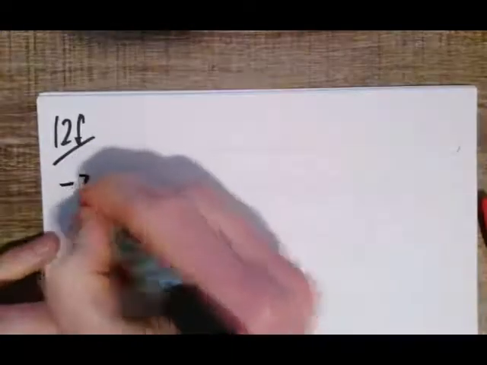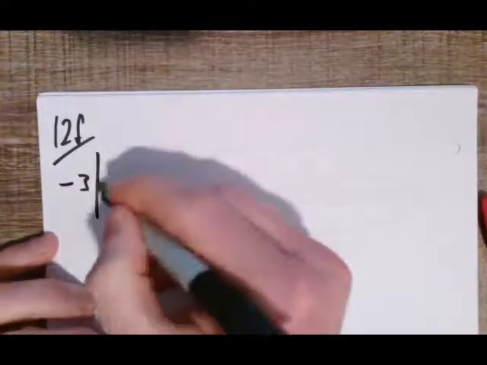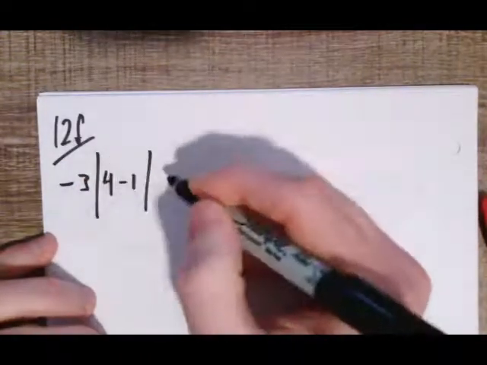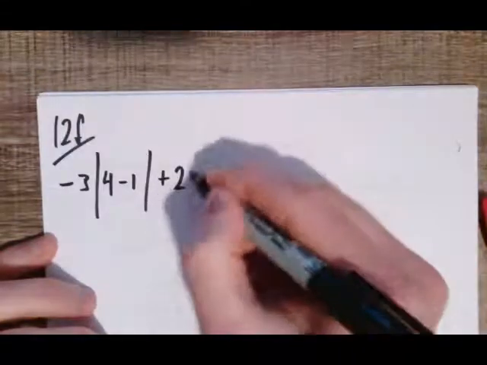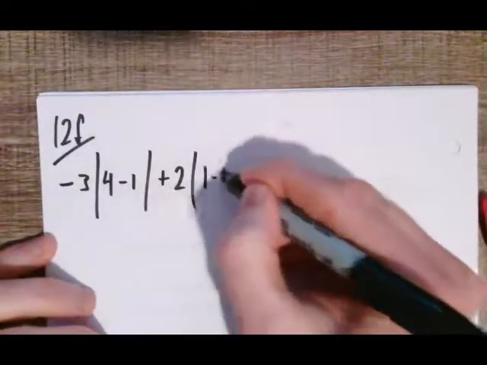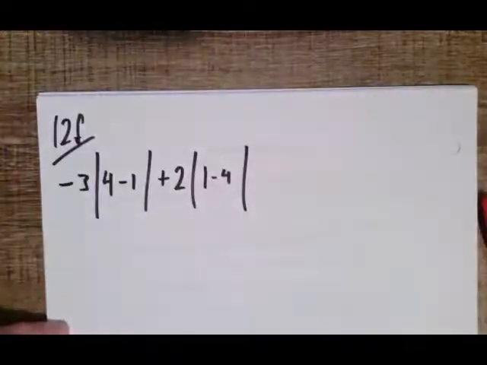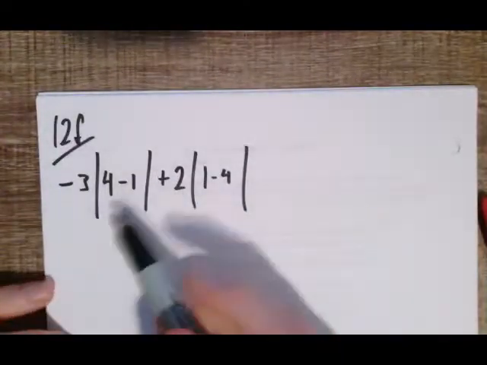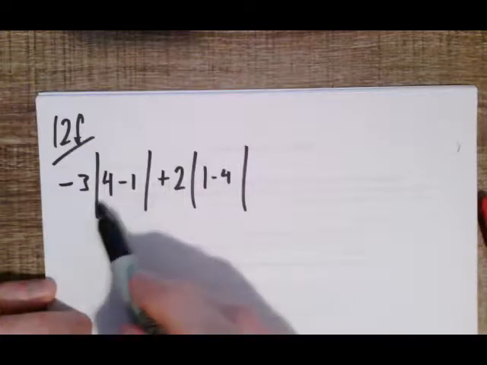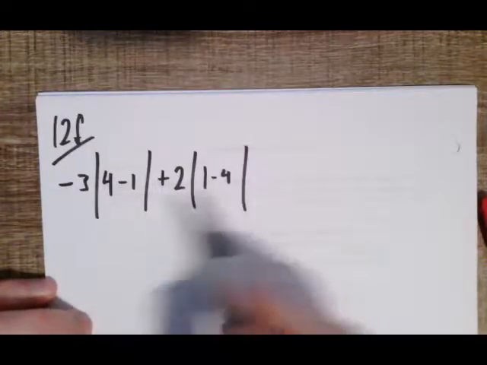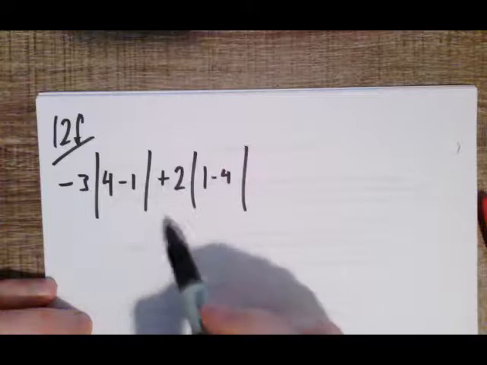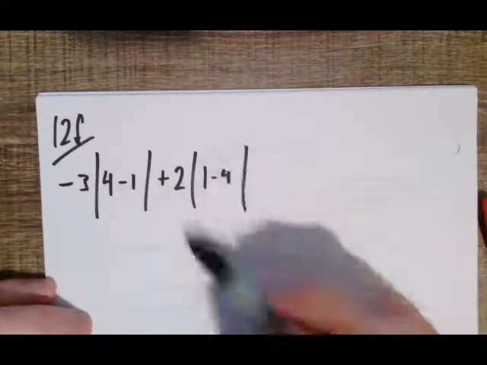All right, 12F. I'm going to use a new piece just in case. 12F, evaluate. So you got negative 3 times the absolute value of 4 minus 1 plus 2 times the absolute value of 1 minus 4. All right, now before I had said to you, these are kind of like brackets. So it may help almost if you, I'm just wondering if I'm giving you bad advice to draw brackets here just so you kind of know how to treat it.